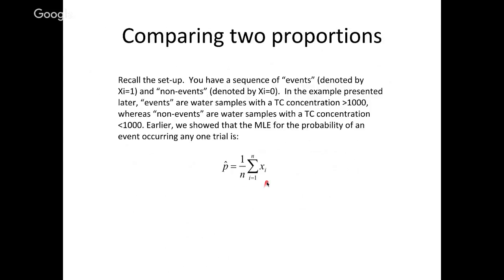Here it's a bit different, because Siri's trying to help me here. It's a bit different because all the xi's in this example are essentially either 0 or 1.